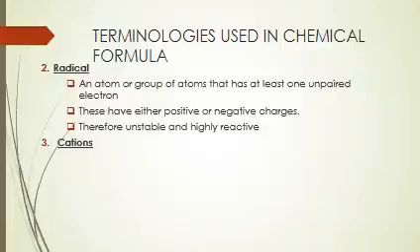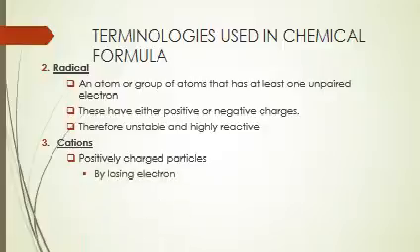Another terminology used is also known as cation. So what are cations? Cations are positively charged particles. Atoms or groups of atoms that are positively charged are known as cations. These cations attain that state by losing electrons. So they become positively charged by losing electrons.